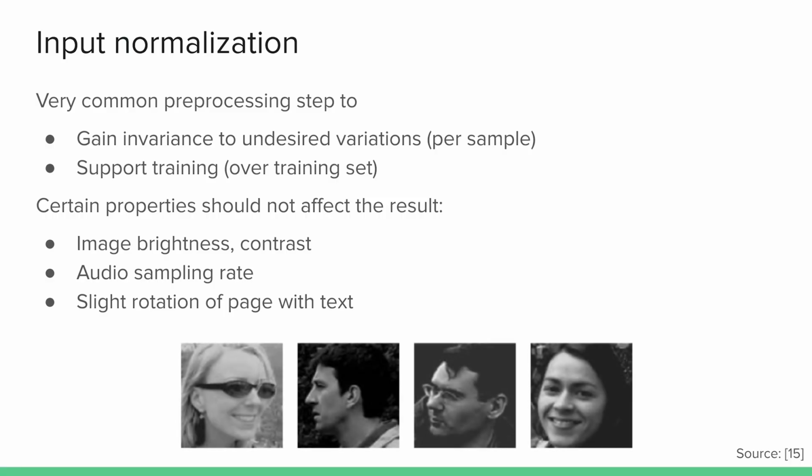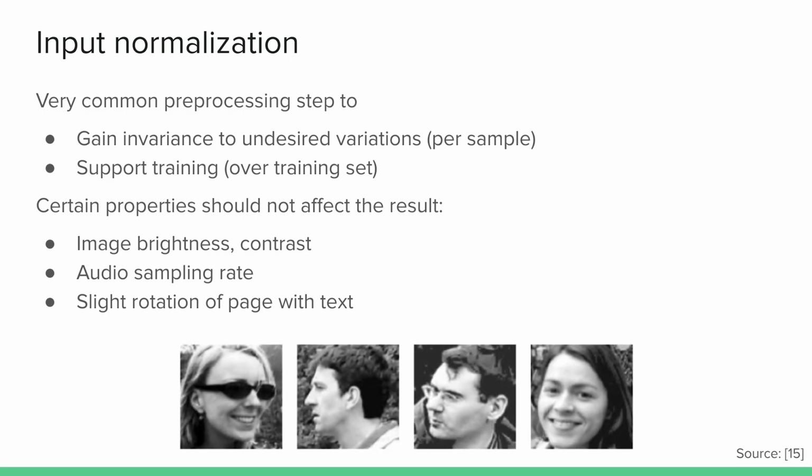So here you see an example of people who are not normalized, and once we normalize our input for the brightness and the contrast, they all look, at least to me, much more homogeneous.